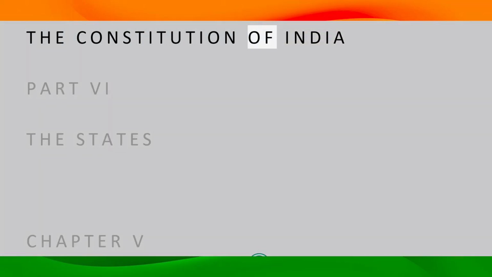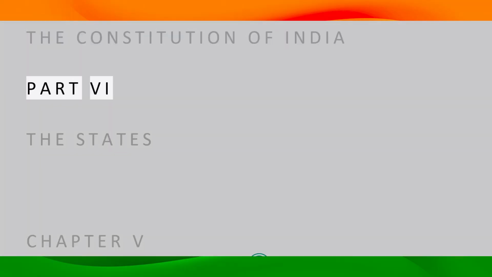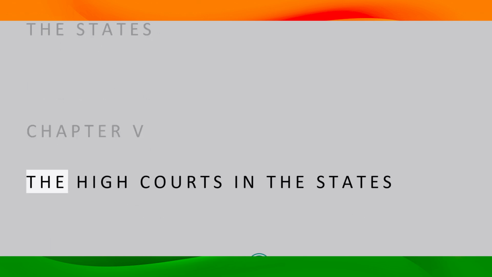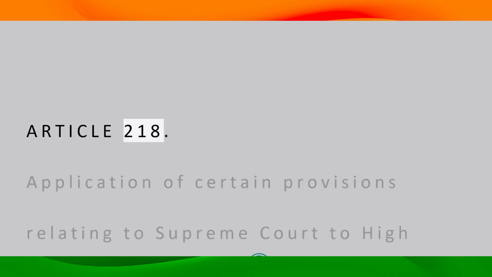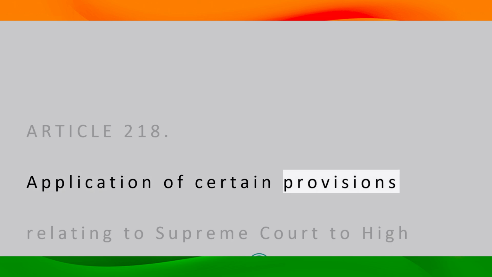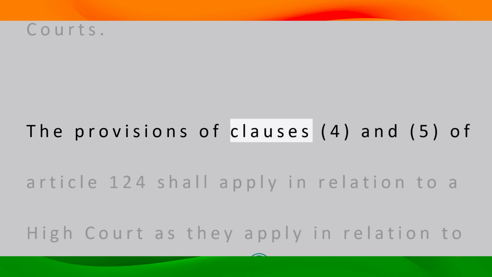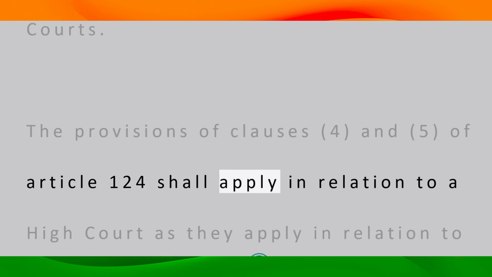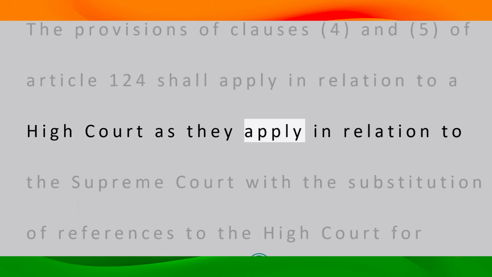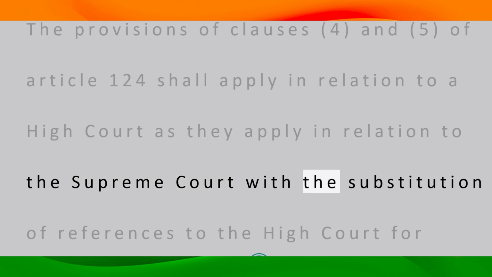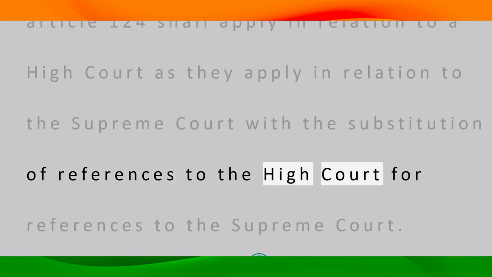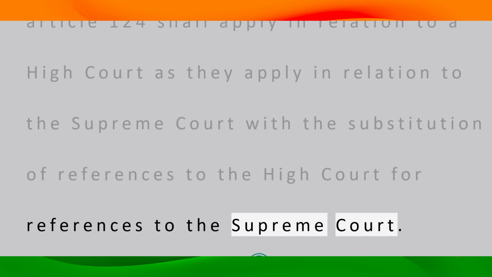The Constitution of India. Part 6. The States. Chapter 5. The High Courts in the States. Article 218. Application of certain provisions relating to Supreme Court to High Courts. The provisions of clauses 4 and 5 of Article 124 shall apply in relation to a High Court as they apply in relation to the Supreme Court, with the substitution of references to the High Court for references to the Supreme Court.